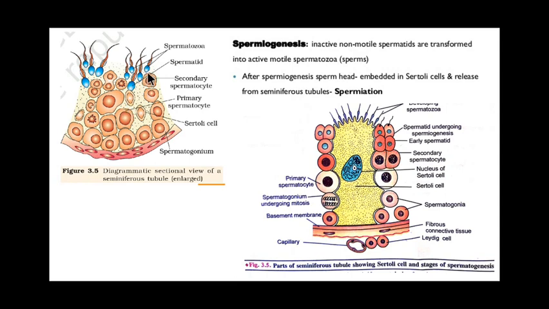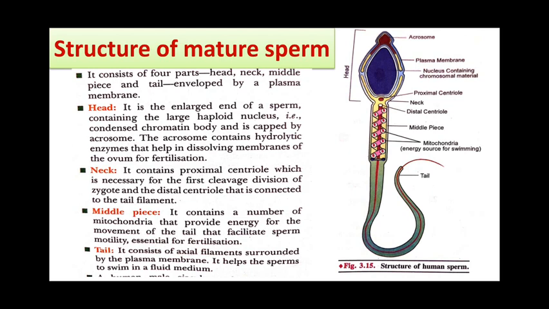Okay, so the mature spermatozoon, or the sperm, finally gets detached and is released into the lumen of the seminiferous tubule by the process called spermiation. So we can say that from one diploid primary spermatocyte, 4 haploid sperms are formed. Now next, the structure of a mature sperm.